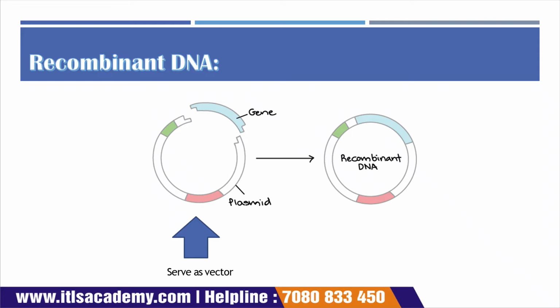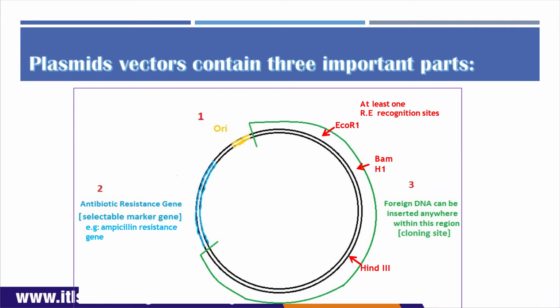Now the next is recombinant DNA. When we transfer genes into the plasmid, it is known as recombinant DNA, and it also serves as a vector. A plasmid vector contains three important parts.